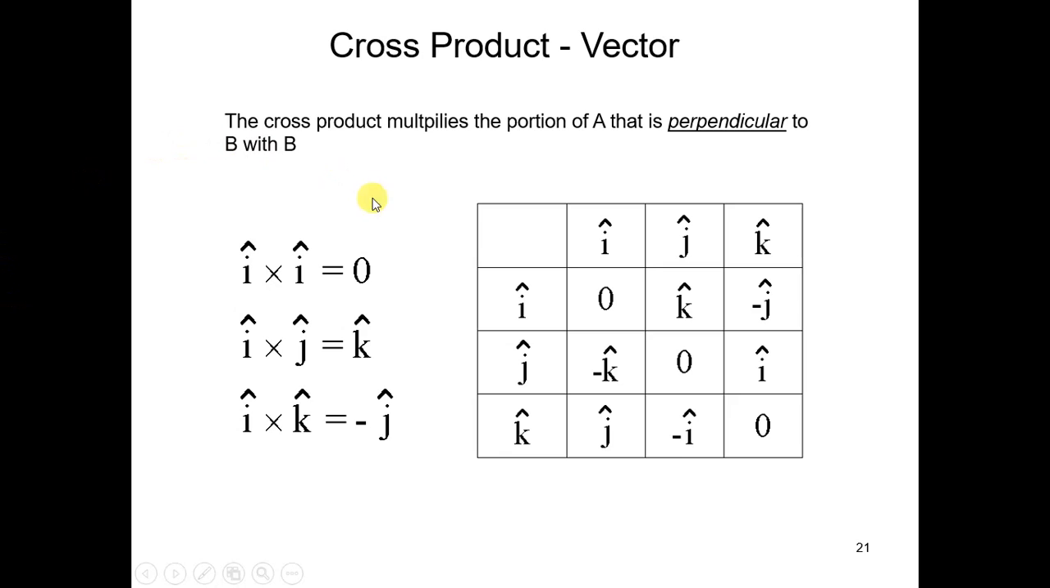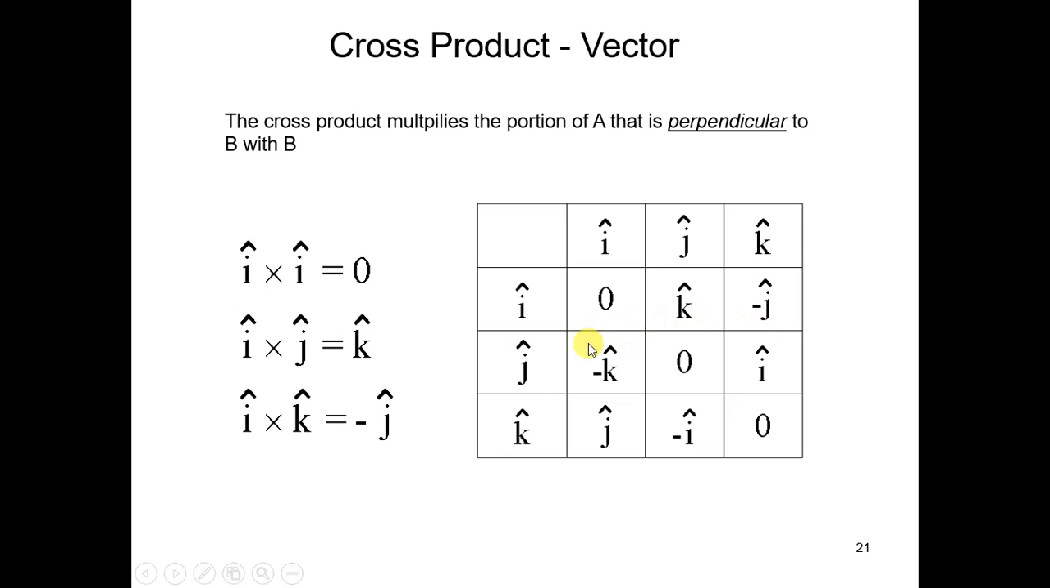So i cross i is equal to 0. Whenever we talk about i cross i, it means we are talking about the same direction. At that time we will get zero. And whenever we discuss i cross j, it is equal to k. And whenever i cross k, it is equal to minus j.